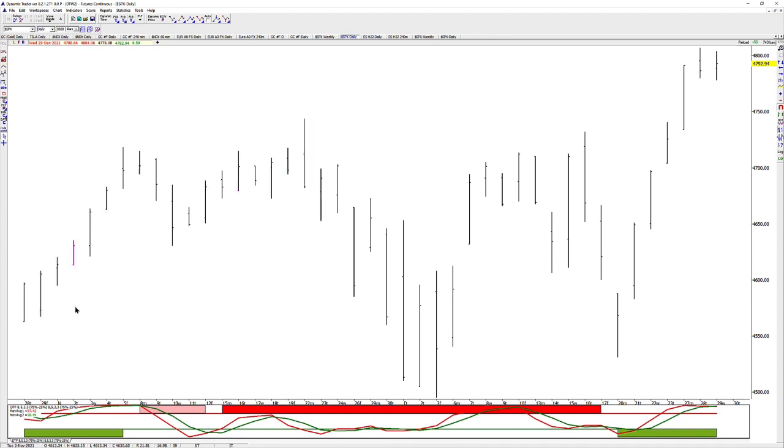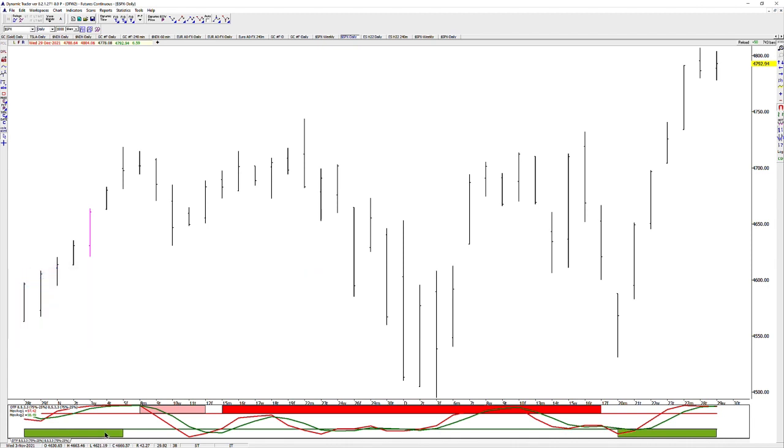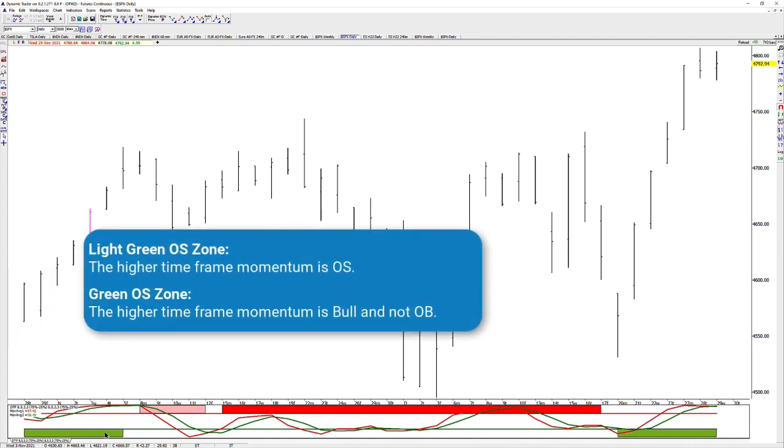But here's what I've had done here. This is the DT oscillator, the daily oscillator. This is daily data for that period. Most of the period we're looking at weekly. So in the oversold zone, it's green. That just means the weekly momentum is bullish. So what I'm doing is putting in one window the position of the daily momentum and the weekly momentum.